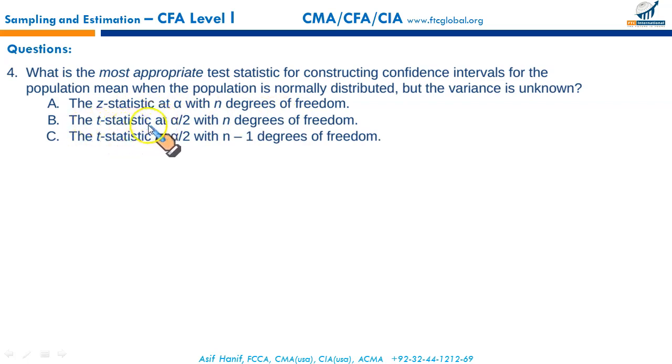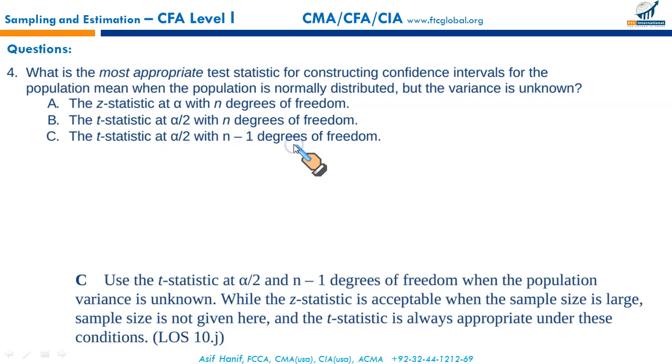B, the t statistic at alpha by 2 with n degrees of freedom, wrong. There are no n degrees of freedom. There are rather n minus 1 degrees of freedom. So out of these, C is the most appropriate. The t statistic, why? Because the standard deviation of the population is not available, and n minus 1 degrees of freedom. So that makes C the correct option. Without doubt, C is our right answer.